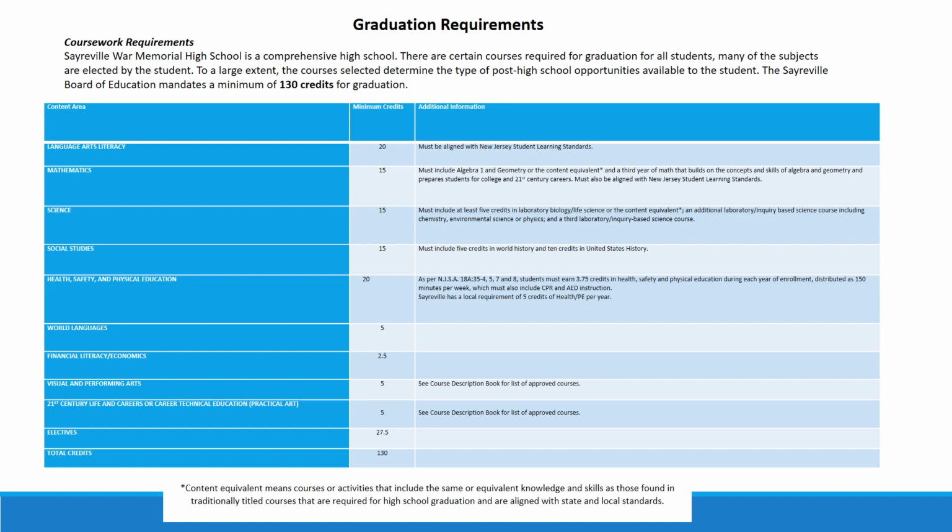So you will complete a total of 27.5 electives, and as I stated, you will have 130 credits or need 130 credits to graduate. You will take 140, but you need to pass 130.